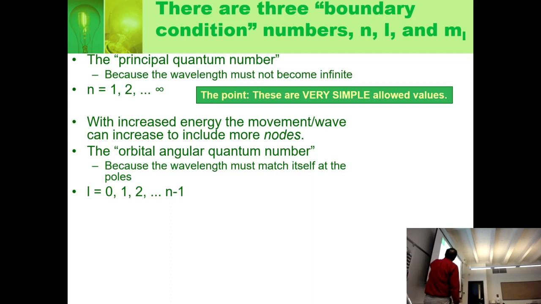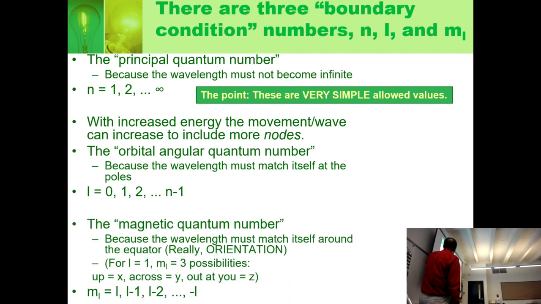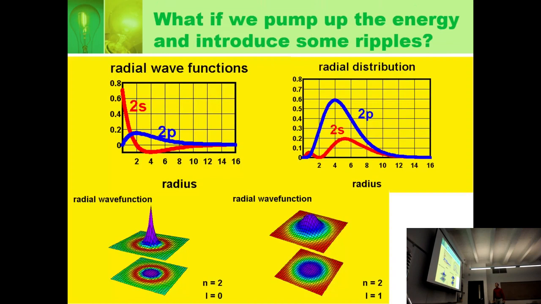These are 3-dimensional ones. Because the wavelength must match itself at the poles in 3 dimensions, you have a number for that. Because the wavelength must match itself around the equator, you have a number for that. And so we call the second number L, and the third number M sub L, okay? But these are fundamental quantum numbers that just come out of 3D waves. The easy one to understand is N.